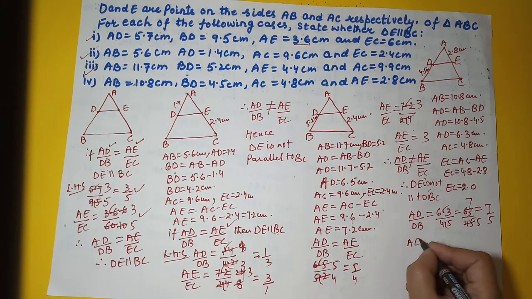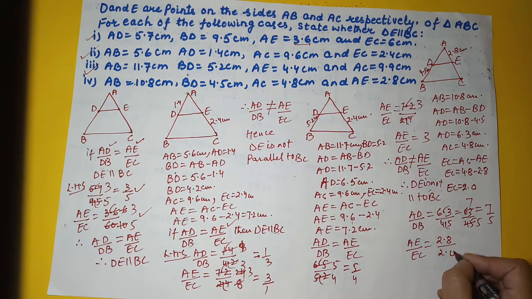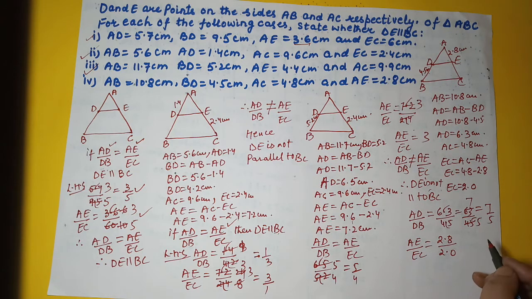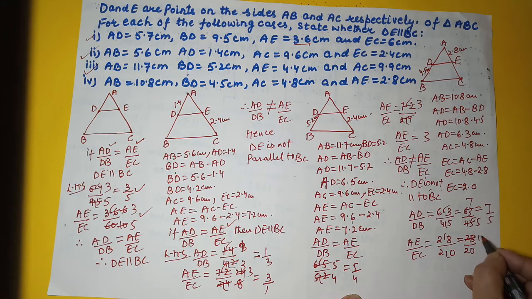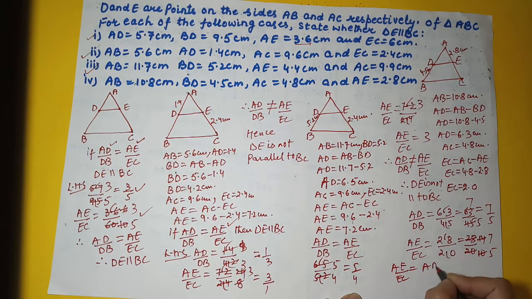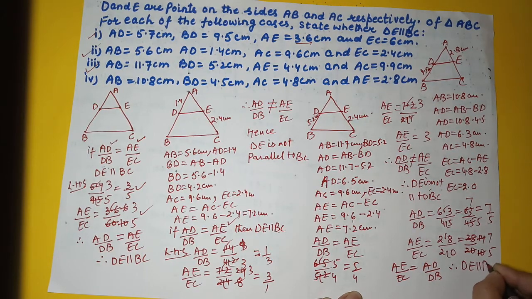Now let me check what is AE by EC. AE is 2.8. EC is 2.0, right? So this will become point and point will go. So 28 by 20. So this will become 2 14s are, 2 10s are, 2 7s are, 2 5s are. Oh, I got AE by EC equal to AD by DB. Therefore, I can say DE is parallel to BC.